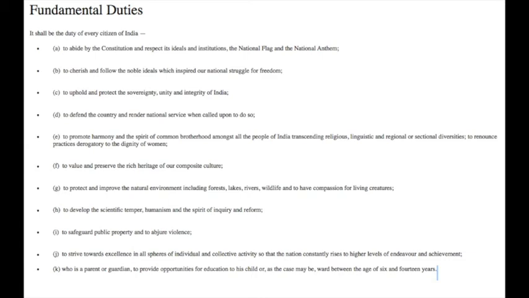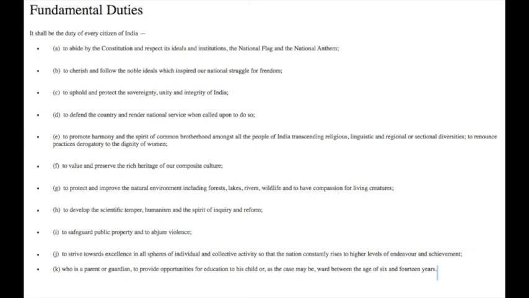These 10 duties were added in 1976 through the 42nd Amendment. Now, the 11th duty, which was added to the list of duties in 2002 by the 86th Amendment: who is a parent or guardian, to provide opportunities for education to his child, or as the case may be, ward between the age of 6 and 14 years.